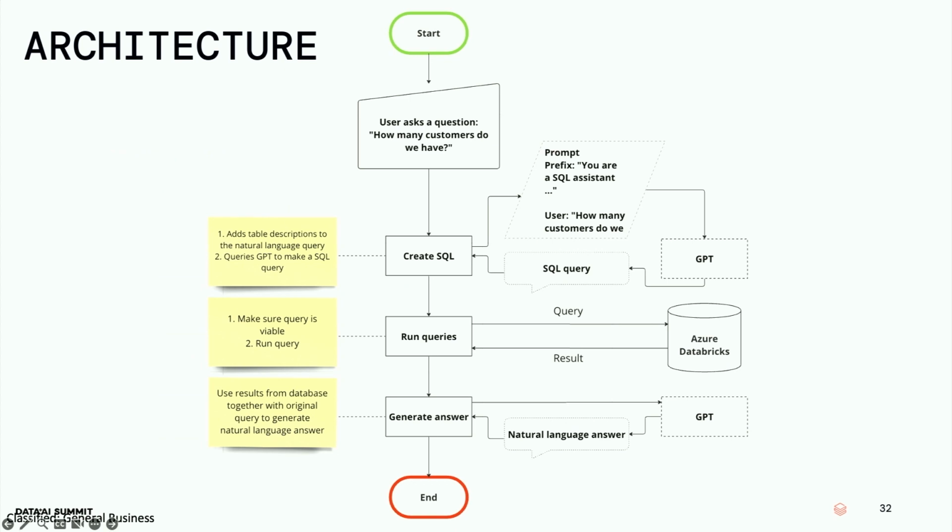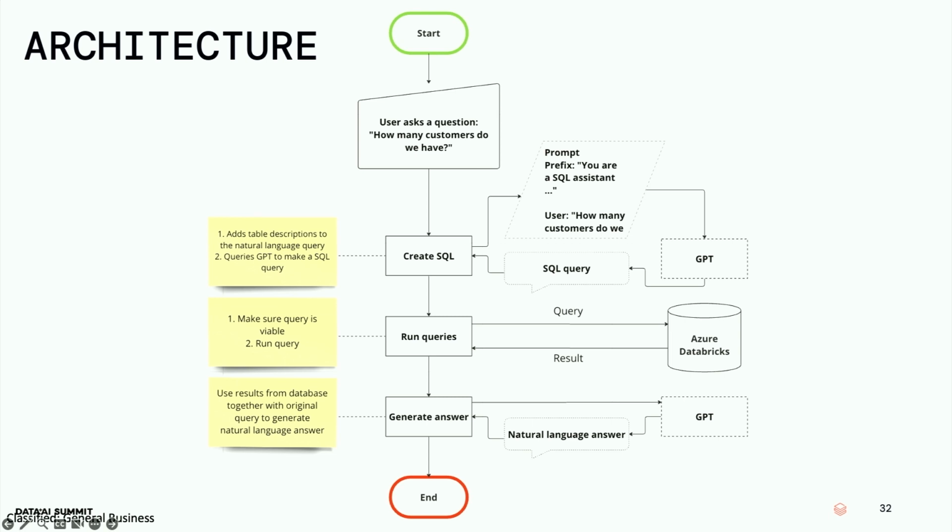So the architecture for this is actually really simple. We start with the user asking a question. Could be, for example, how many customers do we have? A very loaded question that has about as many answers as there are people in the company. We then need to create an SQL query, which we do using GPT and a prompt that we designed. Then we need to run this query against Databricks in Azure, and we need to generate an answer back in natural language. And then we're already done. So that's all we need.